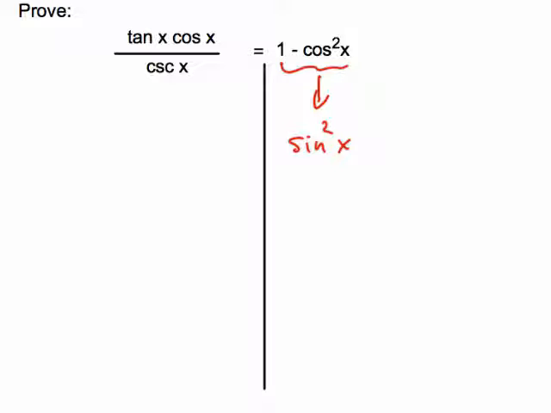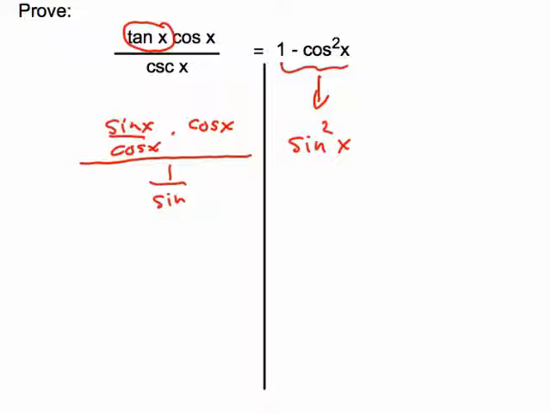Well, lots of different things you can try. One thing is you can convert everything into sine and cos, and I like to do that especially when I'm dealing with a product of quantities, as I am here. So that tangent, I know I can write as sine divided by cos, multiplied by cos, all divided by 1 over sine, because that's what cosecant is. So I converted all my terms to sine and cos.